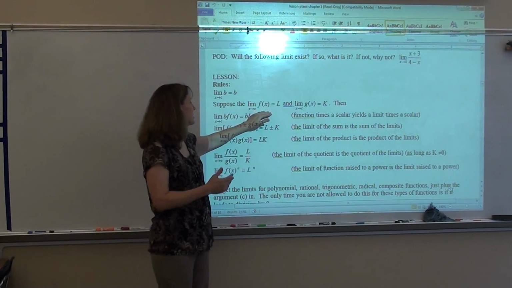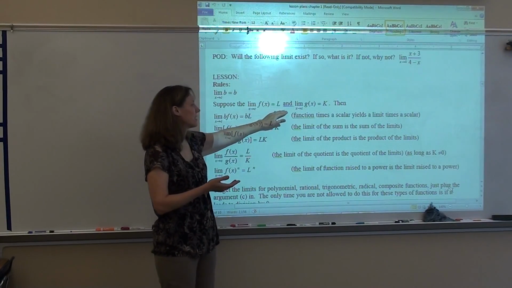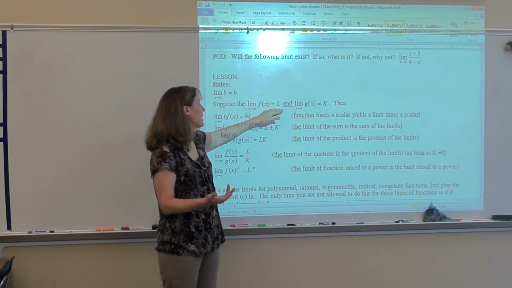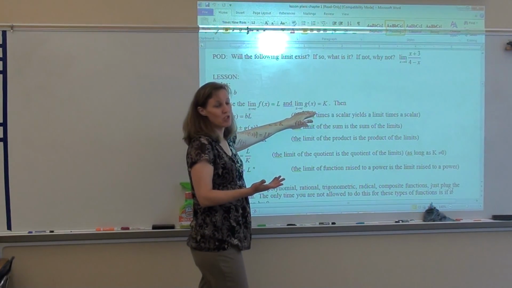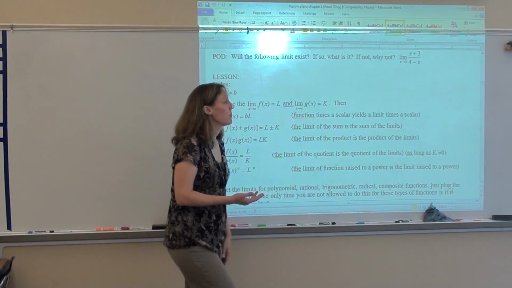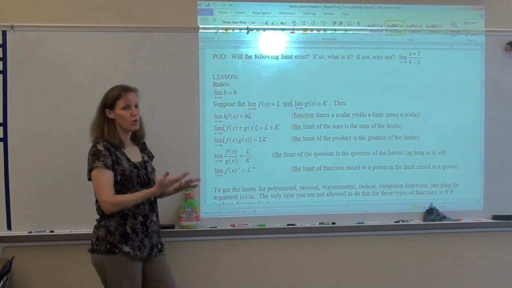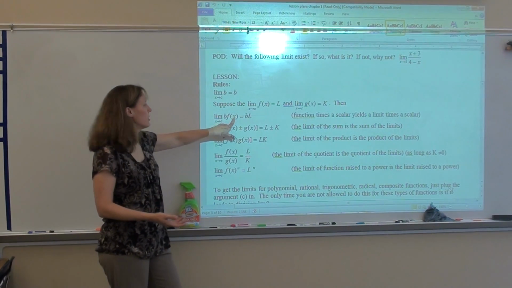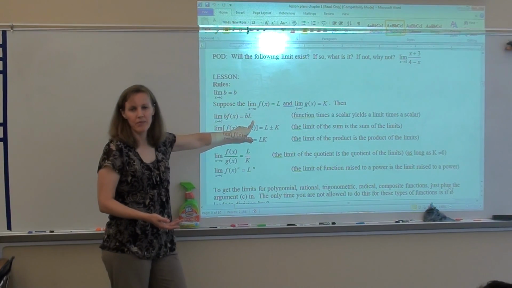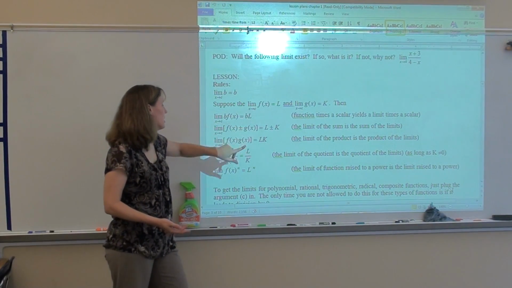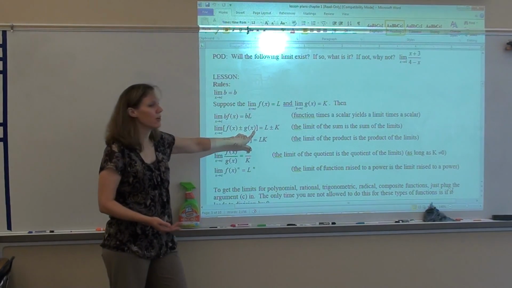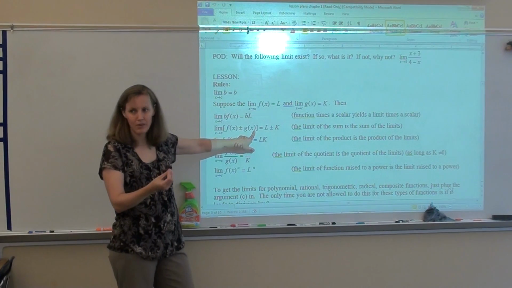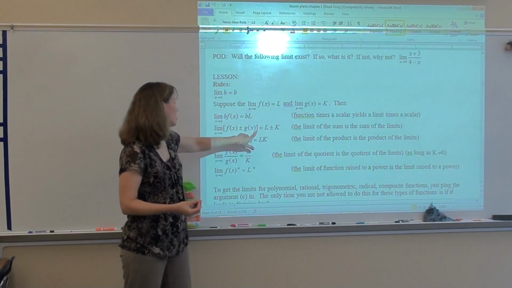Let's just pretend that the limit as x approaches c of f of x is big L. All right? C is some number. So this limit is big L. The limit as x approaches that number of g of x is big K. So here's what you can do when you have a limit. If you take a function and multiply it by a scalar, you can take the limit and multiply it by a scalar. So a number times a function, number times the limit. If you're adding two functions together, you can find each of their limits separately and add them together. So the sum of the functions, the sum of the limits.